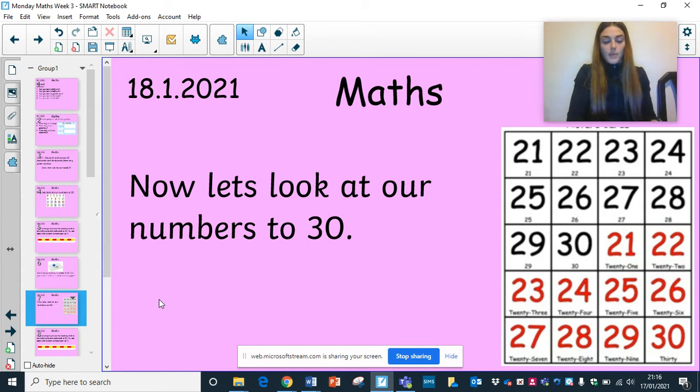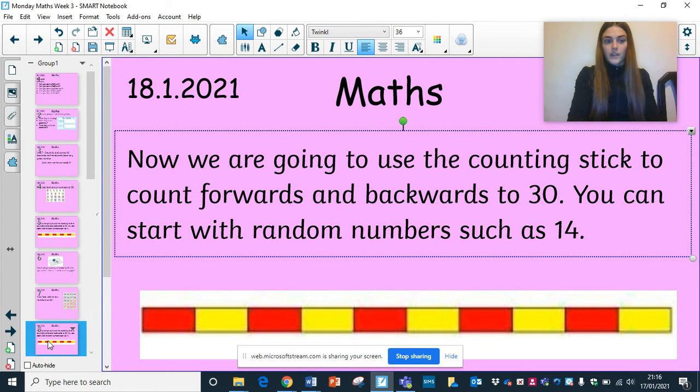So I'm going to hold some cards up at random, see if you can tell me what they are. So 21, 26, 23, 29, 27, and 30. Okay. And again, you can use the counting stick to practice counting from a number up and backwards.